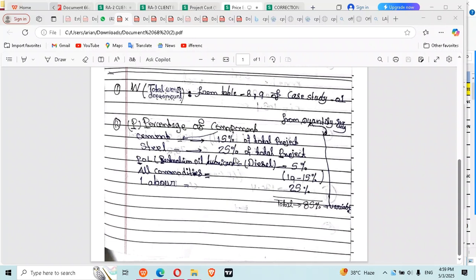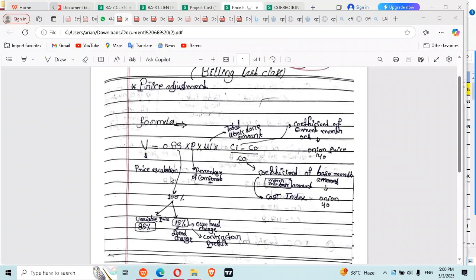These percentages can be understood this way: cement is 15% of the total project cost, steel is 25% of the total project cost, and petroleum is 5% of the total project cost. All commodities or other materials are 10 to 15%, and labor is 25%. If we add all of them, we will get 85% variable price. That's why we have it here.